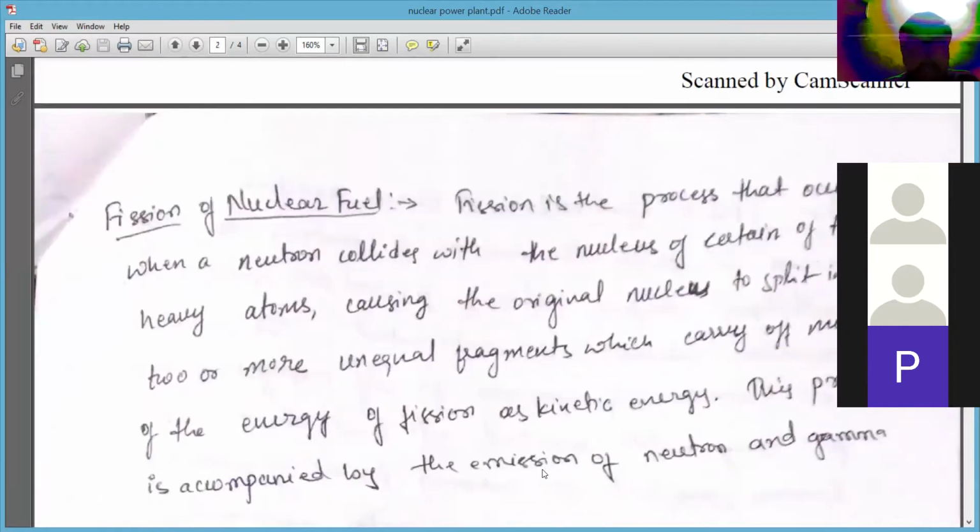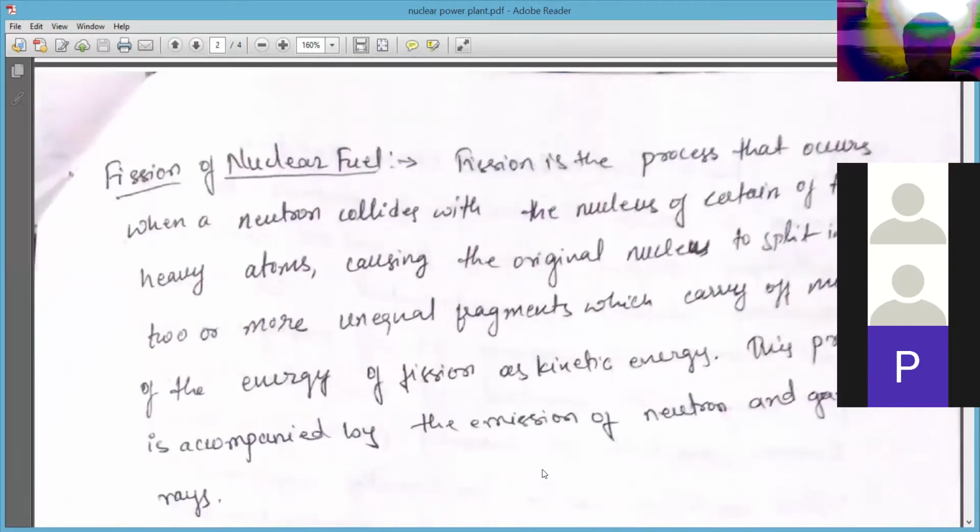What is the fission reaction? All of you know that whenever a neutron collides with a nucleus, that is called a fission reaction. Fission is the process in which, when you bombard a heavy nucleus with a neutron, the original nucleus splits into two or more nuclei, called fragments. That is called a fission reaction.